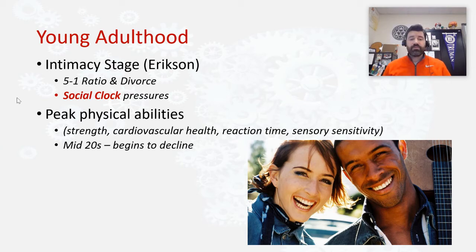In regard to physical ability, it is in the intimacy stage that we tend to see this peak. And it starts to decline really in the mid to late 20s. But as far as things like strength and cardiovascular health, reaction time, these all peak usually in young adulthood. With women, it tends to peak a little bit sooner than with men. But both of them do start to decline toward the latter part of this stage.